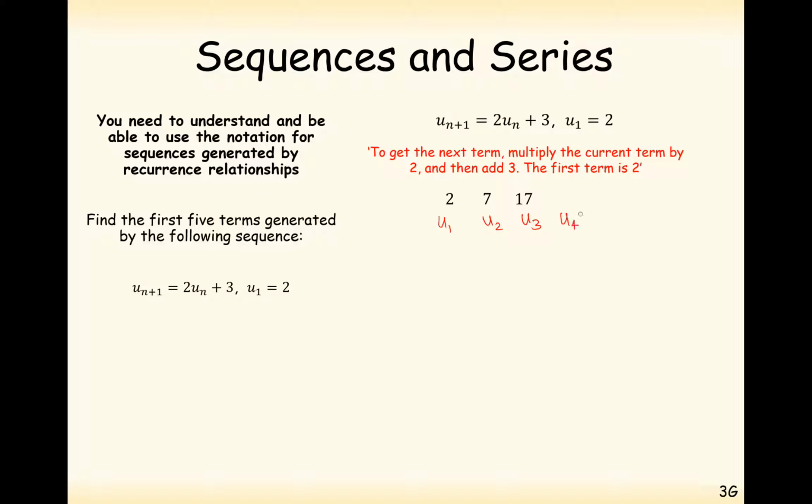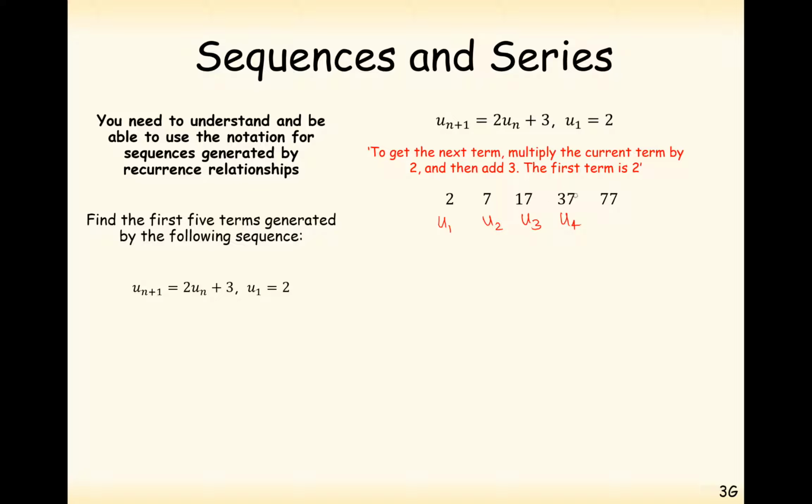To work out u4, it's 17 times 2, so it's always working with the previous term in the sequence. 2 times 17 is 34, add 3 and you get 37. And the next term is 77, and you carry on going upwards. So you double the previous term in the sequence and then add 3, and that's how this recurrence relation sequence works.